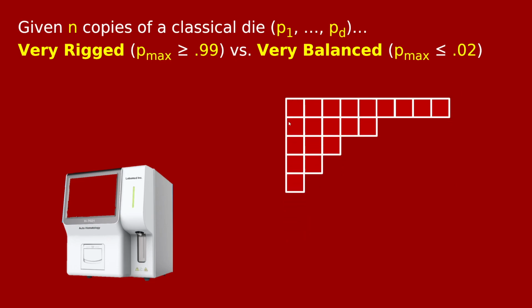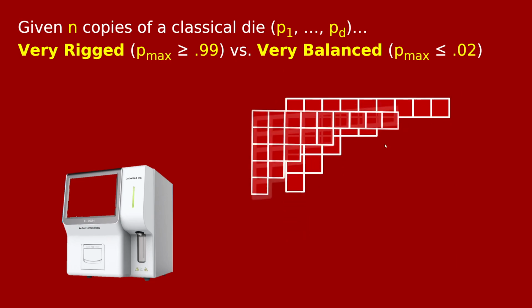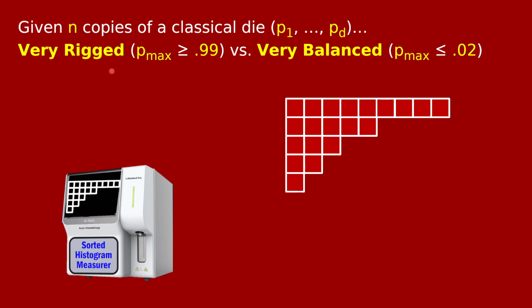So I'm going to call this kind of object a sorted histogram. And so, for this very rigged versus very balanced problem, I hope I've convinced you that you really only care to know the outcome of this sorted histogram measurer. So when you put the dice in here, this tells you that the most common outcome occurred 9 times. The second most common outcome occurred 5 times. The third 3 times, 2 times, and 1 time.